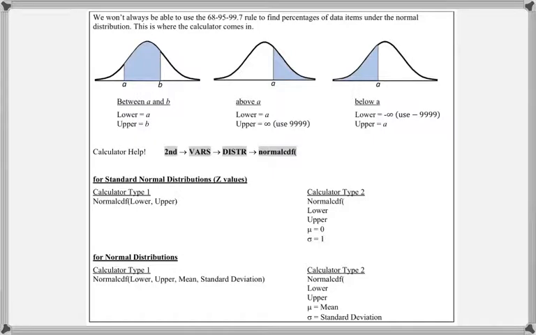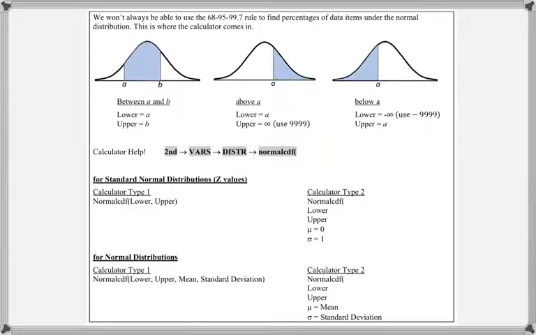We won't always be able to use the 68, 95, 99.7 rule to find percentages of data items under the normal distribution. So this is where the calculator comes in. If they ask the percentage between A and B, the percentage would be this region under the normal distribution right here. So the lower would be A and the upper would be B. If they ask above A, it would be this region.